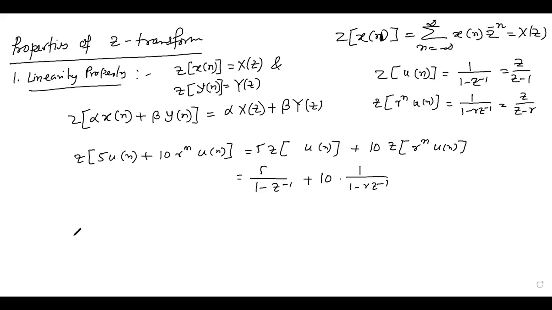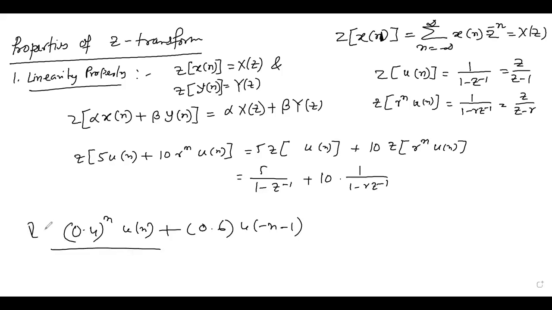Say, for example, 0.4 u[n] plus 0.6 u[n minus 1]. You can use the linearity property here: the Z transform of each term, and then we add them. This is basically the linearity property.